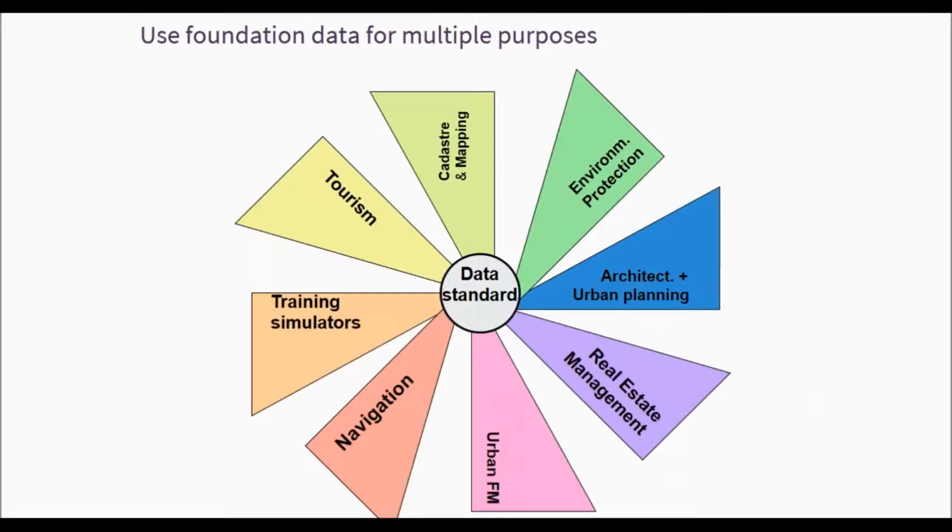So the idea to utilize geospatial data for multiple purposes is not necessarily new. This is a slide that's about 15 years old, where the vision was developed to put a data standard in place and then use it for a variety of different use cases, really ranging from simulators to tourism to urban planning, facility management, navigation, and so on.